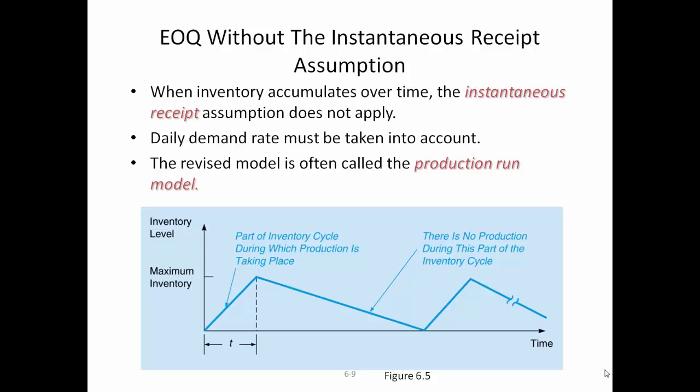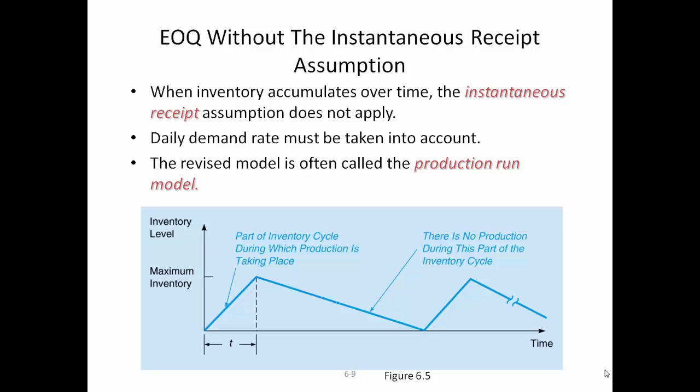Okay, so here's what we have. We have the economic order quantity without instantaneous receipt assumptions. When the inventory accumulates over time, the instantaneous receipt assumption does not apply.